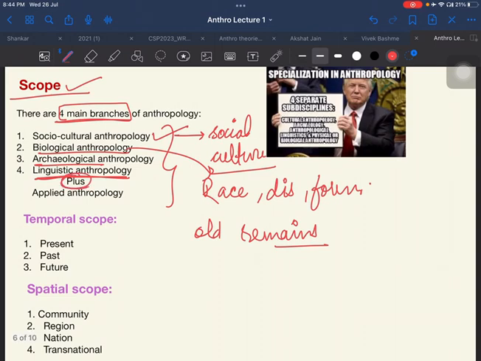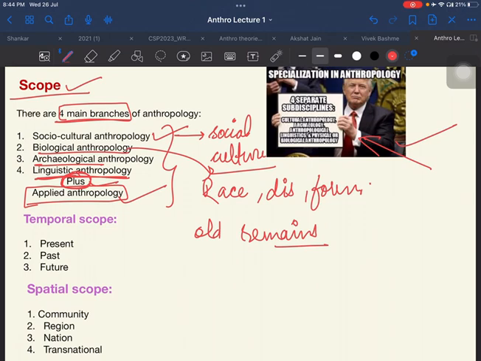Now, let me put some special emphasis on the fifth branch, which is applied anthropology, because nowadays the paper has also oriented itself towards the applied portion of the subject. So, we will be doing applied anthropology as well. So, here is Donald Trump telling you the four separate subdisciplines of anthropology.